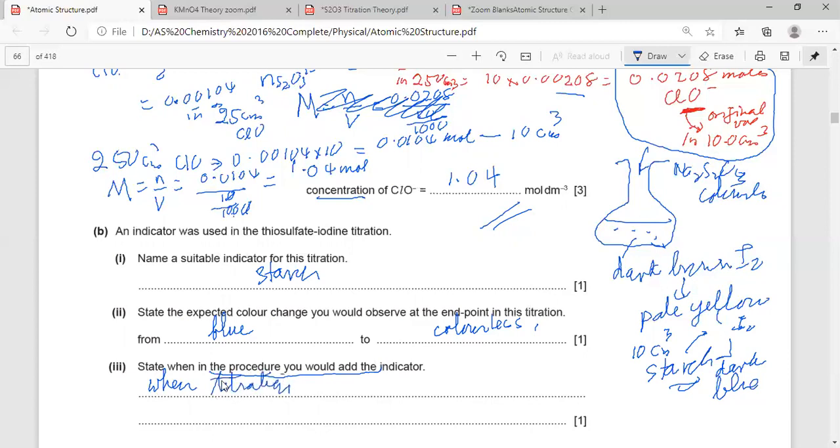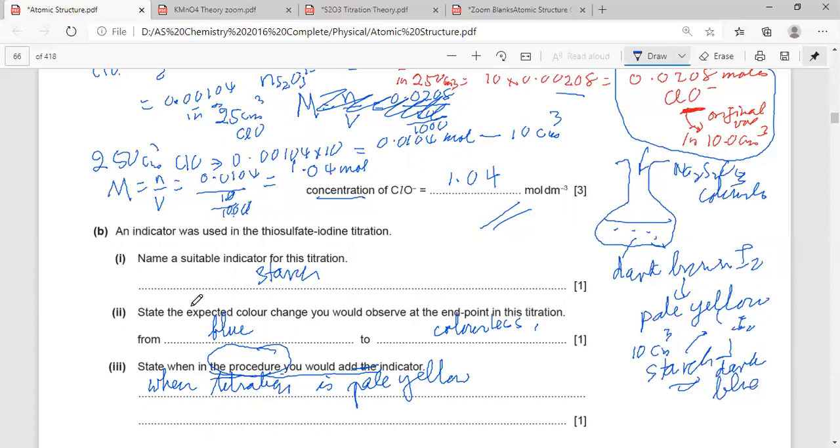Because if you add it too soon, the starch will trap the iodine. The solution is pale yellow. Yeah. So they will ask you the procedure for when you add the indicator. Okay, all right. Now the next one, the last one. Okay, we have 10 more minutes. Very good. So I planned my lesson properly.